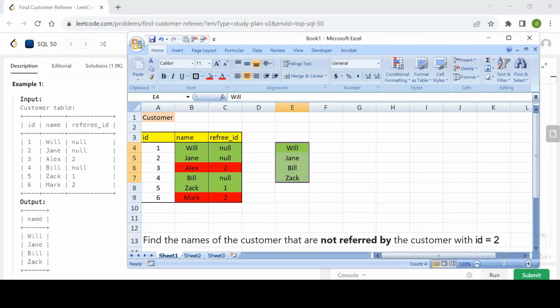So this was our desired output. As you can look at the platform here, Will, Jane, Bill, and Zach were produced in the desired output, which is what we had also arrived at based on our understanding of the problem.